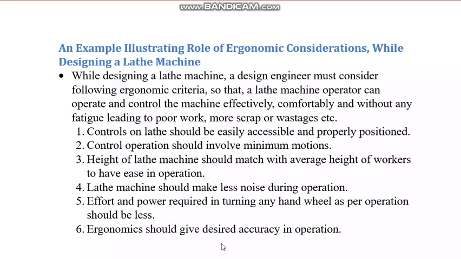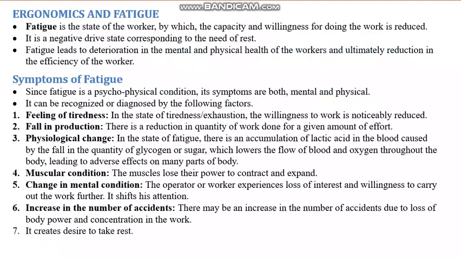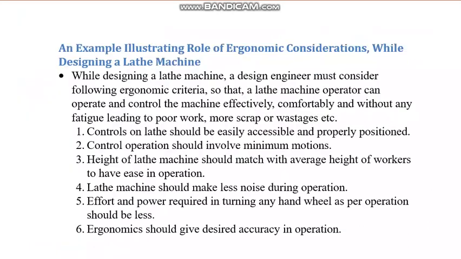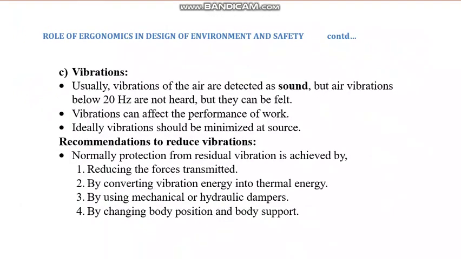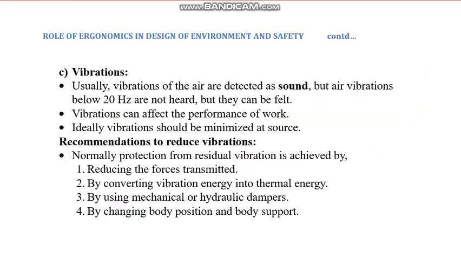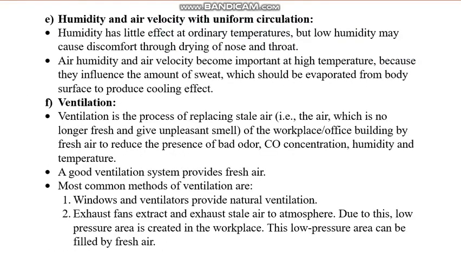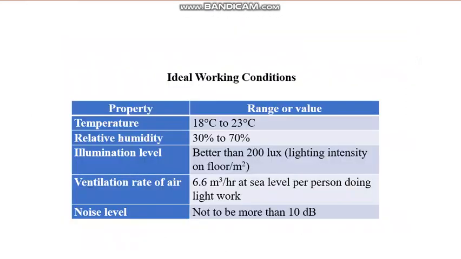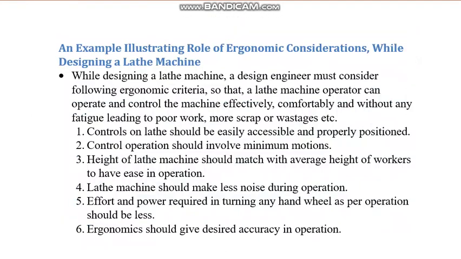The ergonomics should give the desired accuracy in the operation. So these are some of the things you should keep in mind while designing. Now, where we started was the role of ergonomics in design of environment and safety. All these factors we have seen: lighting and illumination first, noise second, then vibrations third, temperature fourth, then humidity and air velocity fifth, and sixth is ventilation. These are the different things we have considered.